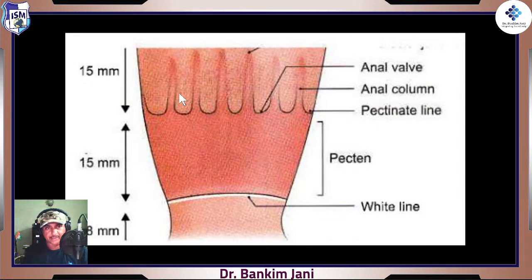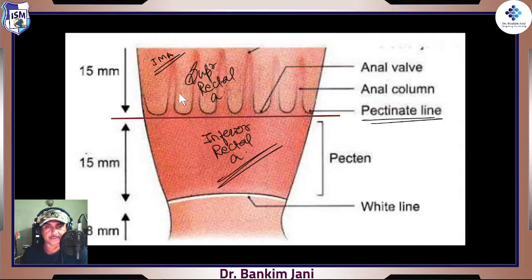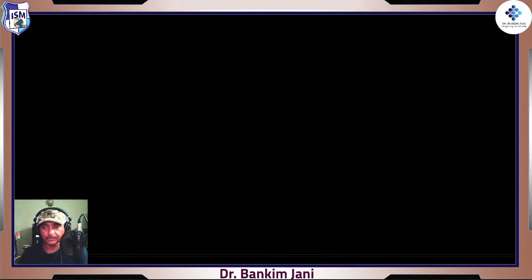For the arterial supply, again, we'll be dividing into two parts like this, right? Above the pectinate line, it would be the superior rectal artery, which is a continuation of the inferior mesenteric artery. And below, that would be by the inferior rectal artery. To be precise, the inferior rectal artery supplies the anal canal below the pectinate line, and that is its function. Okay.